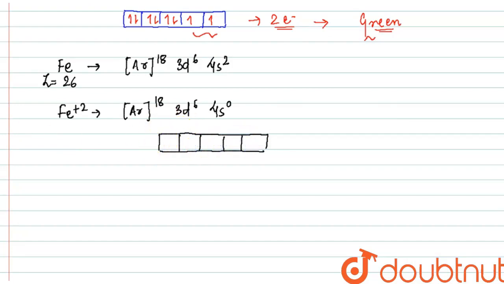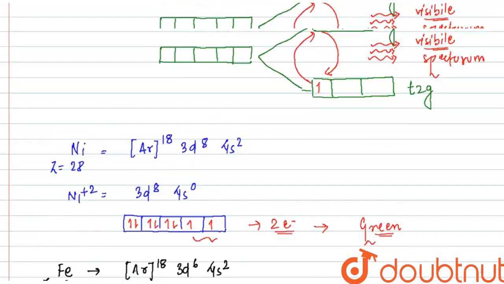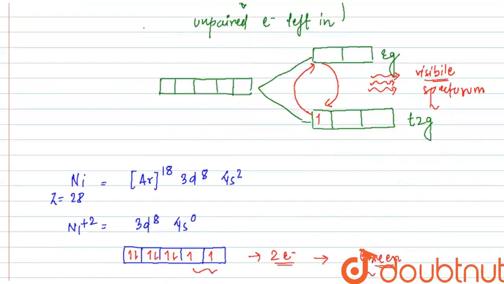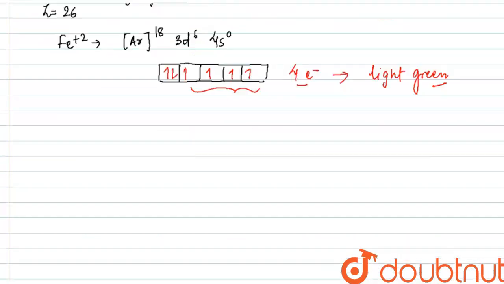So we have a total of 6 electrons, so 1, 2, 3, 4 and 5, and then we have a 6, right? So a total of 4 unpaired electrons, which means it will definitely show some color. So the color that we get is light green in the case of ferrous ion, right, in aqueous solution. Now moving on, the next one that we have in our list is Cu plus 2, copper plus 2.